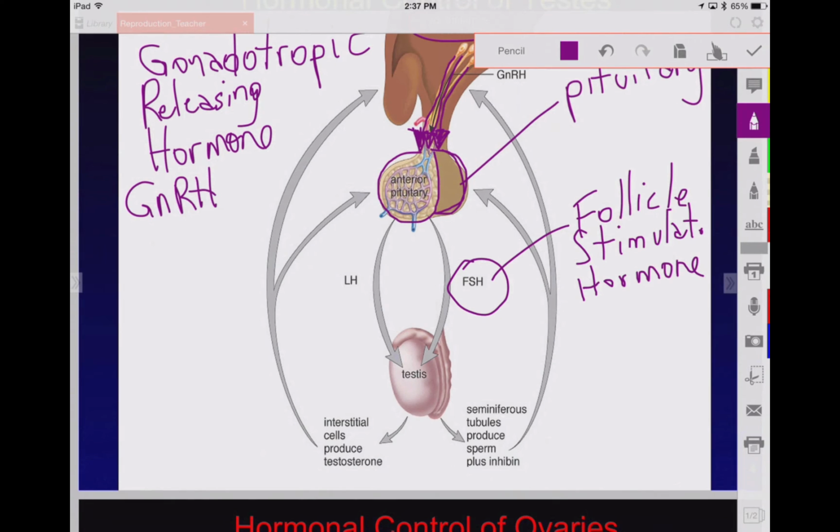Okay, there you go. So the anterior pituitary can send down a couple of important hormones. One, of course, being FSH, which gets egg and sperm being produced. A second hormone that can be released is called luteinizing hormone.